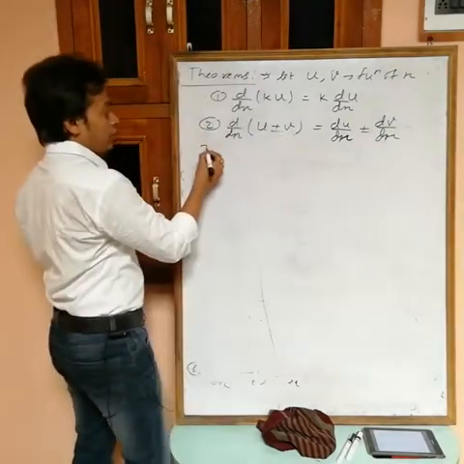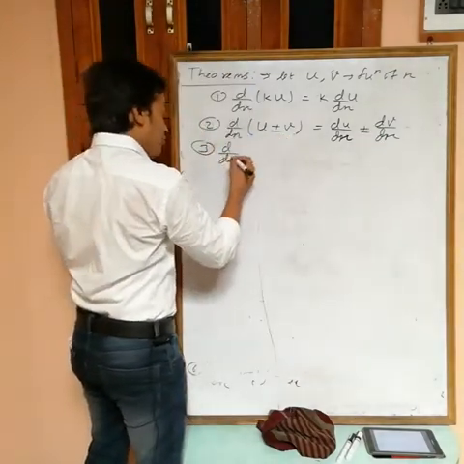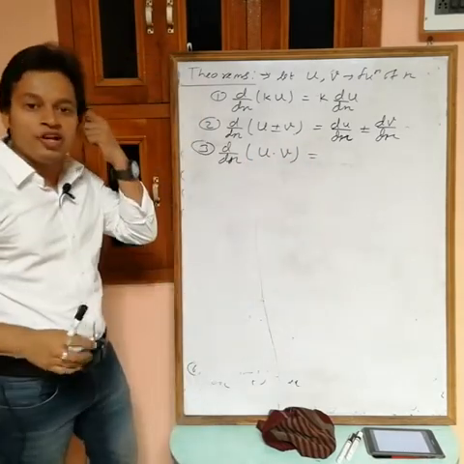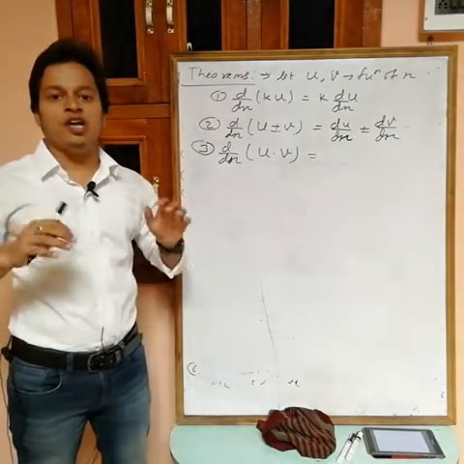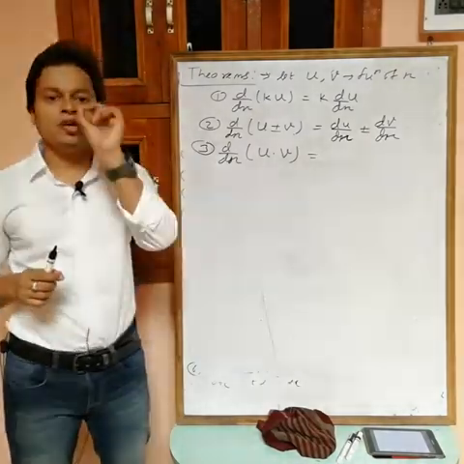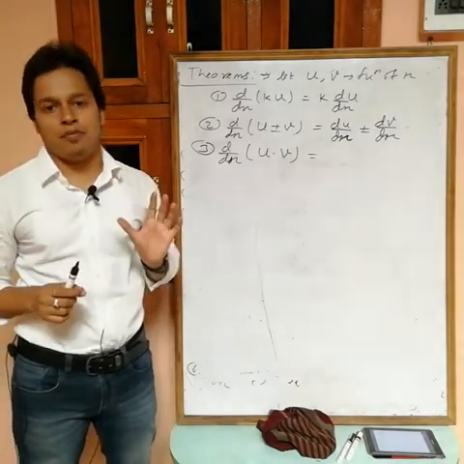Okay, but one minute. If you want to differentiate u into v, then you can't differentiate two functions at a time if they are in product. If they are in product, then you can differentiate only one function at a time.